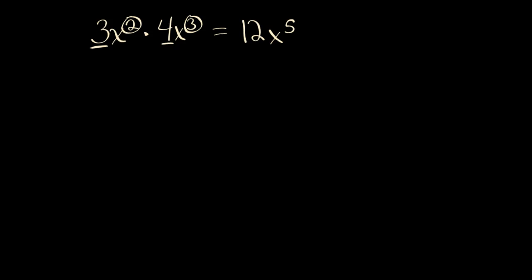Remember, the reason was because if you have x squared, which means x times x, and you have x to the third, which means x times x times x, and you multiply those, you're really just multiplying 5 x's, which is the same as x to the fifth. And that's where that rule for adding the exponents comes from.